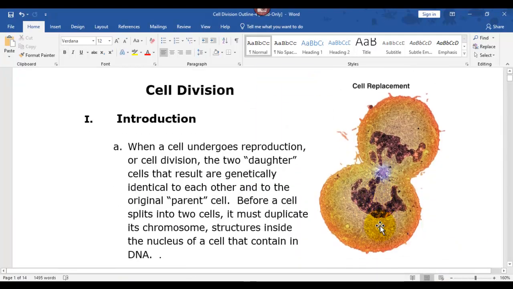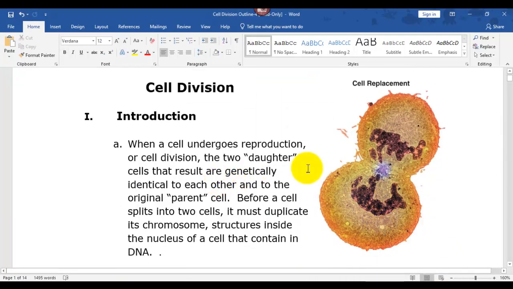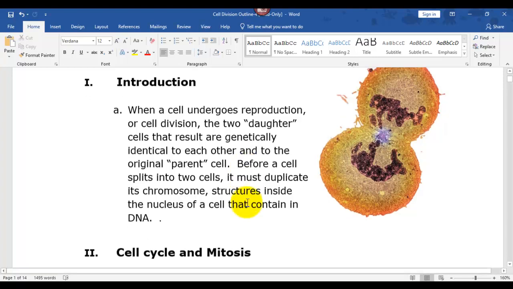So let me walk you through a few steps. Now, we're going to talk about mitosis first. But you see this? It says cell undergoes reproduction or cell division. The two daughter cells are genetically identical, meaning they have the same number of chromosomes as the parent cell. As a result of mitosis, you end up with two daughter cells. One cell, you end up with two daughter cells.